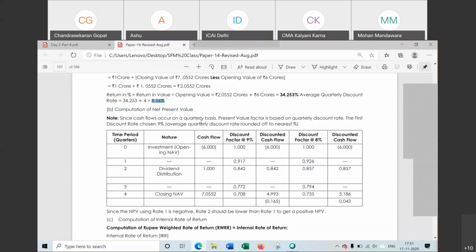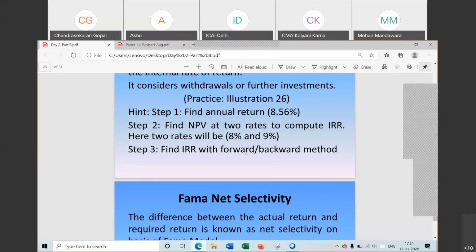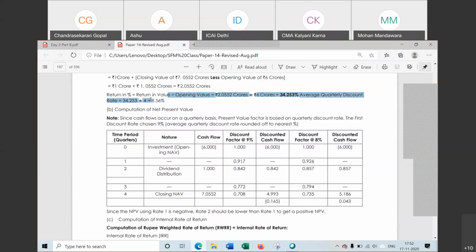Once again, rupee weighted rate of return is IRR, internal rate of return. And for internal rate of return आप कैसे निकालते हैं? NPV at 2 discount factors. तो यहाँ पे 2 discount factors खोजने के लिए हमने इतना कैलकुलेशन किया है. So this calculation is only for the computation of 2 discount factors. Now 2 discount factors will be 8% and 9%. Now at 8% and 9% we have to find the NPV.